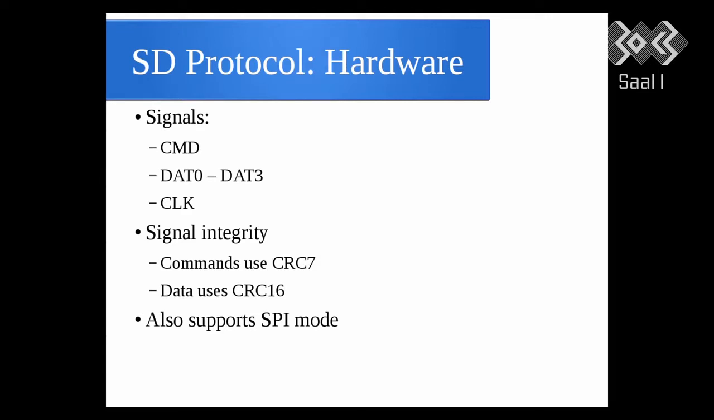The SD protocol has 3 main signals. There's command, there's 1 to 4 data signals, and there's a clock. The way it works is every time the clock signal goes low, it samples the command or data signals. Every channel is protected: the command signal uses CRC7, and the data channels use CRC16. There's 1 CRC16 per data channel.